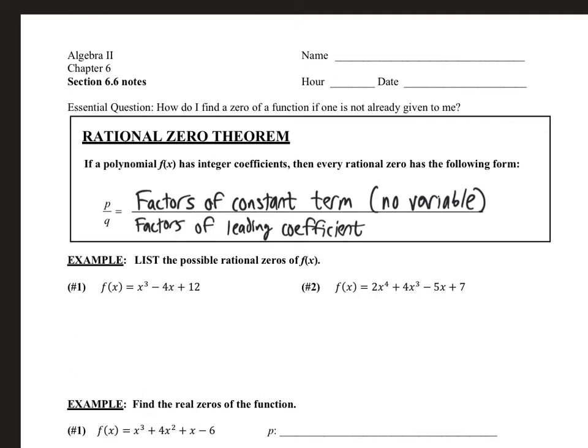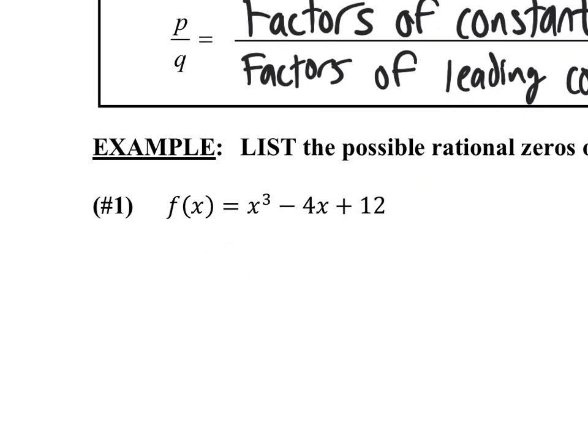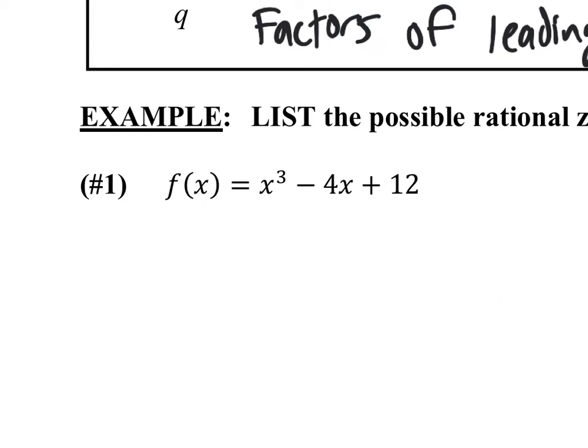It says list the possible rational zeros of f of x. We have f of x equals x to the third minus 4x plus 12. So we've got to find our p's and q's. Our p's are the factors of the constant term, which is 12 in this case. So what are the factors of 12? Well, we've got 1, 2 goes into 12, 3 goes into 12. I'll write these out real quick. We have 4, 6, and 12.